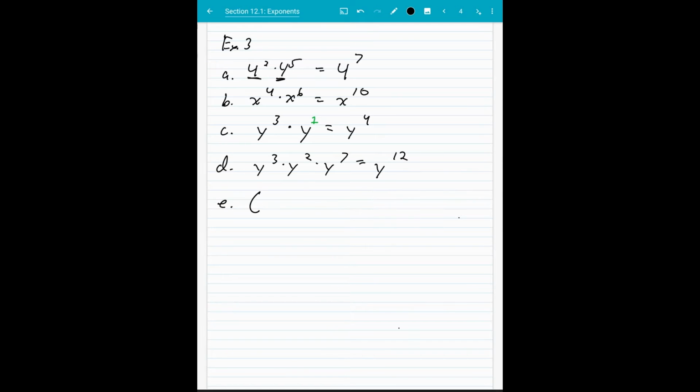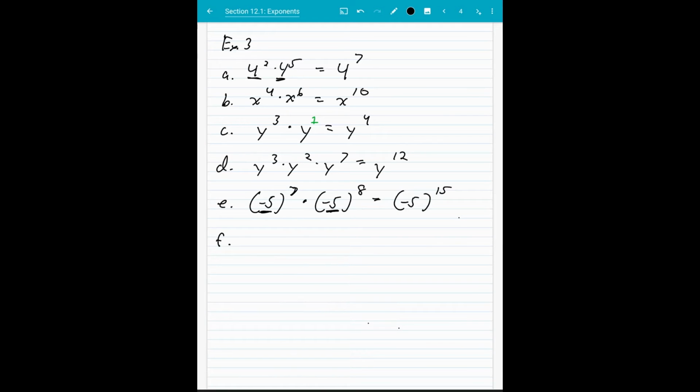E is negative 5 to the 7th power times negative 5 to the 8th power. These bases are the same, so we add the exponents. That would make negative 5 to the 15th power.